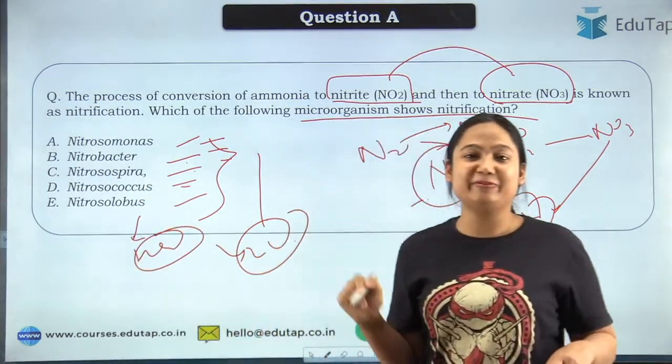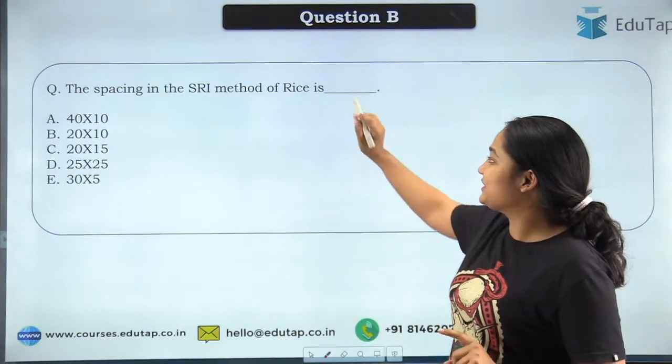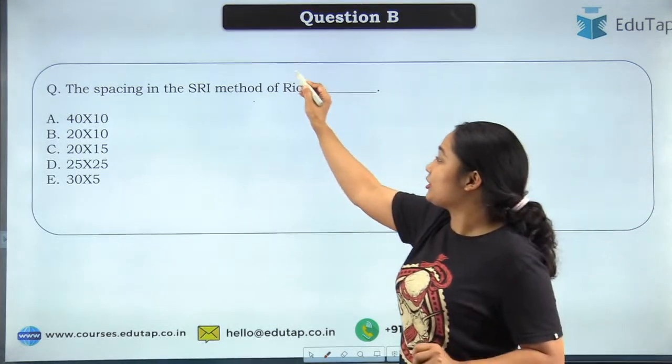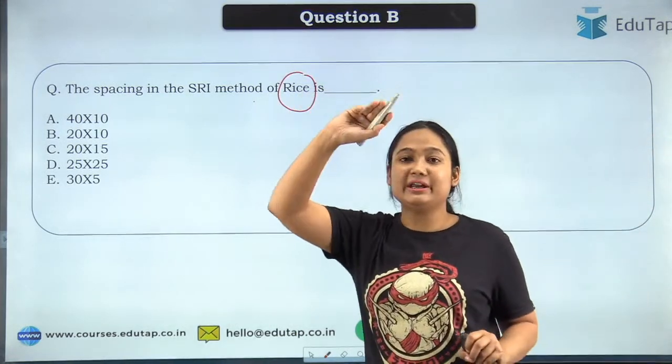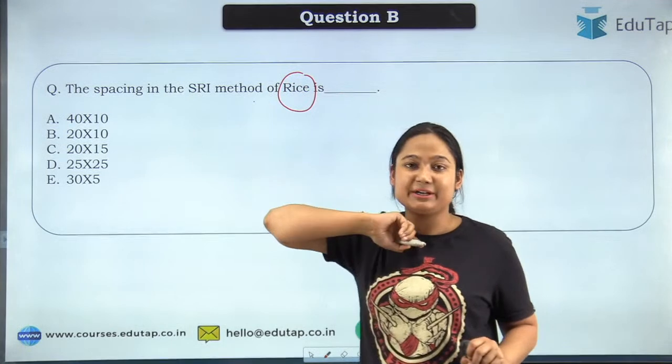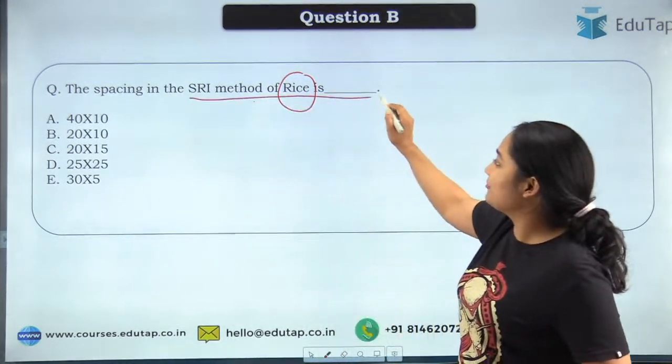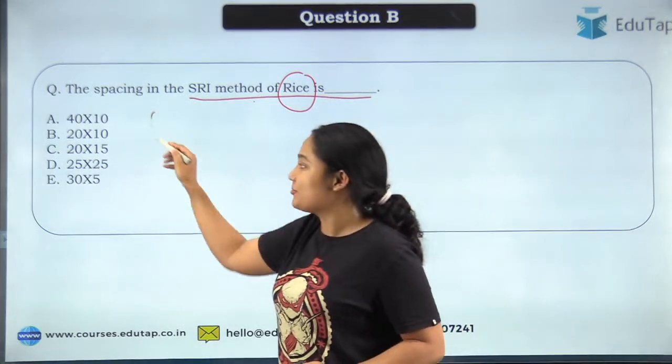Now it is time for the revision question. We discussed the SRI in the 3rd lecture. Here we are talking about rice. I have given you a table where the row spacing was provided. You will have to tell what the spacing in the SRI method of rice is. So these are your options.